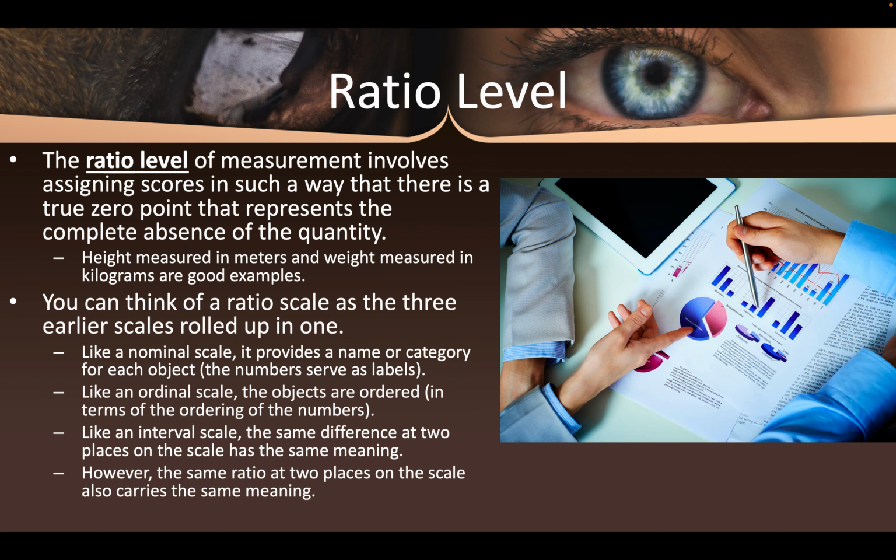The ratio level of measurement involves assigning scores in such a way that there is a true 0 point that represents the complete absence of the quantity. Height measured in meters and weight measured in kilograms are good examples.